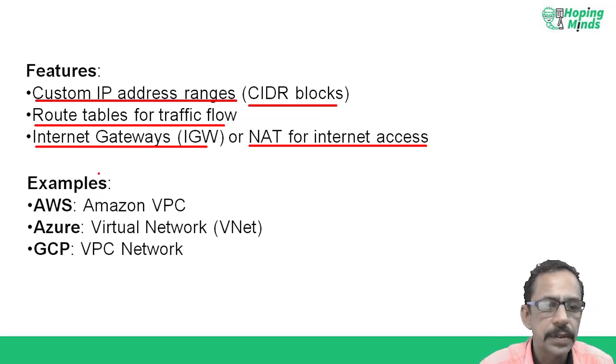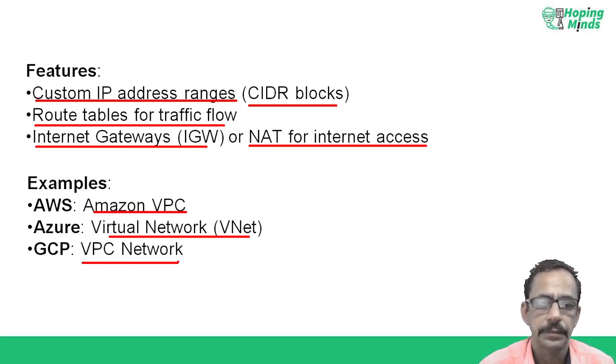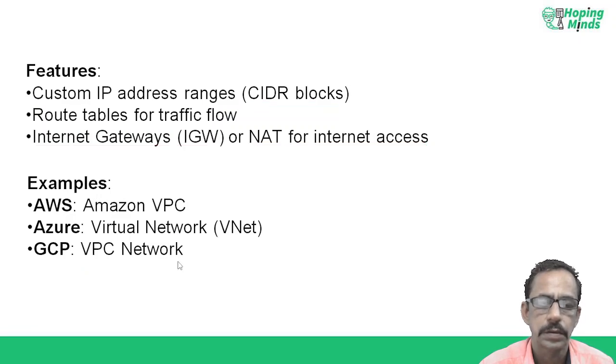Examples: in Amazon, I have told you already, it's called VPC. In Azure, it's called VNet. In GCP, it's called VPC networking. Got it?